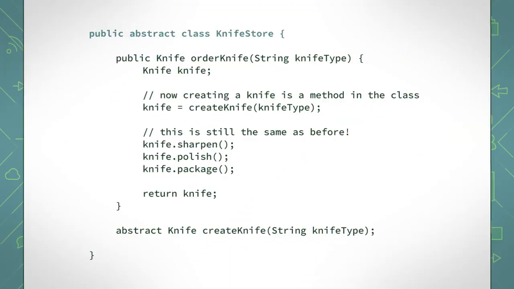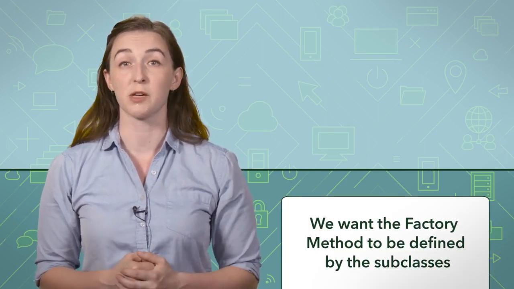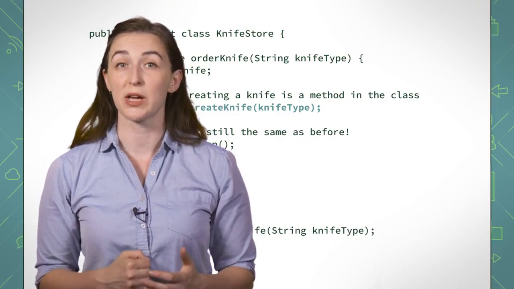Let's look at the Knife Store superclass first. First of all, Knife Store is now abstract. This means we cannot instantiate a Knife Store. Instead, you will need to have Knife Store subclasses, such as Budget Knife Store or Quality Knife Store. These subclasses will inherit the same order knife method. Just like before, the order knife method uses a factory, but now it is a factory method. The factory method in this example is createKnife. It is declared in the superclass, but it's abstract and empty. We left the factory method empty and called it abstract because we want the factory method to be defined by the subclasses. Whenever a Knife Store subclass is defined, it must define this createKnife method.